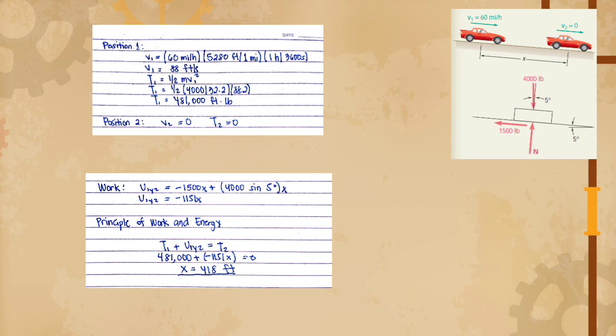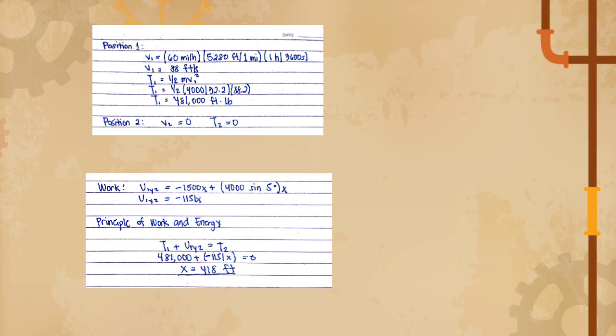And we got its value of negative 1151x. So in determining the value of x, which is our distance, we need to use the principle of work and energy, which is the equation T sub 1 plus U sub 1-2 is equal to T sub 2. And we got a final answer of x, which is equal to 418 feet.